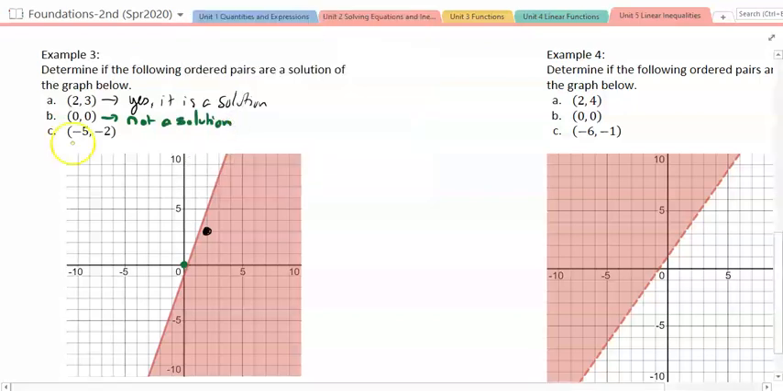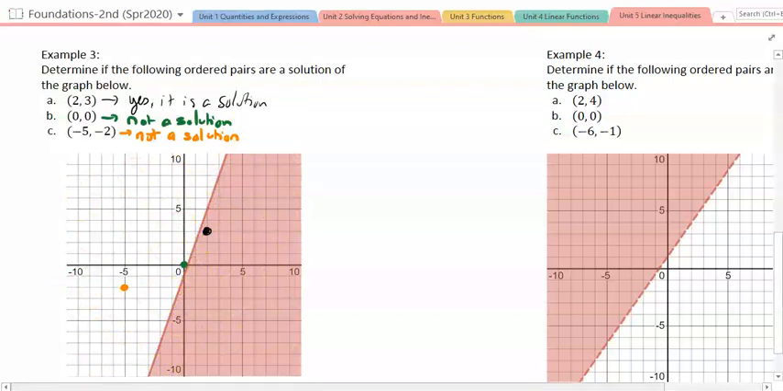And finally, let's look at the ordered pair negative 5, negative 2. Negative 5, negative 2 is way over here, and it is clearly not in the shaded region, so negative 5, negative 2 is also not a solution. We look at every individual ordered pair based on where it is in the coordinate plane and where it is based in either the shaded region or the non-shaded region or on the line.